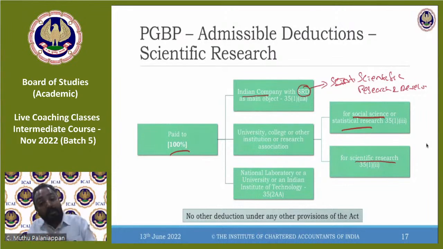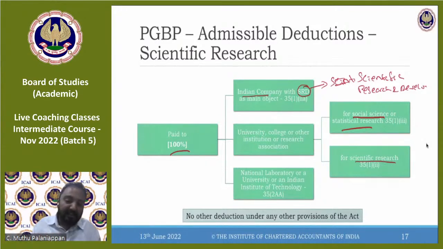So I'm paying to a university, college, or other institution or research association. For what am I contributing? I'm contributing for scientific research, social science research, statistical research. So this thing is actually eligible for 100% deduction.